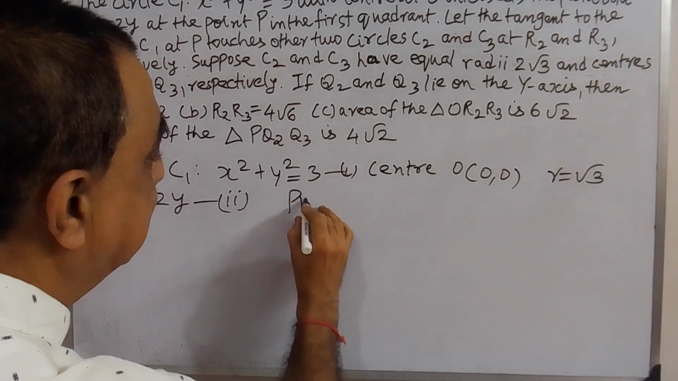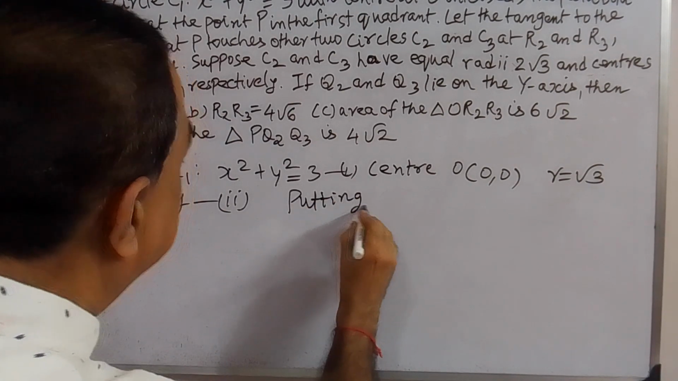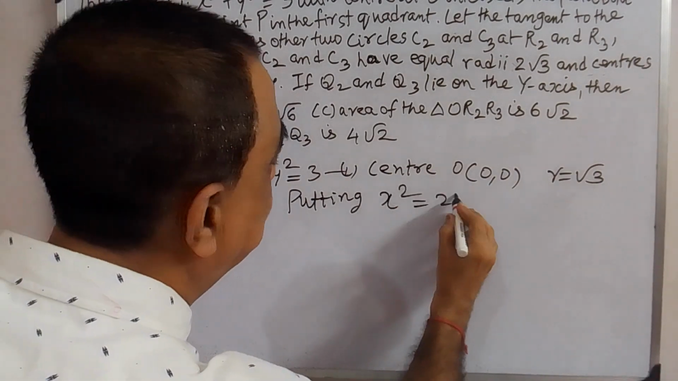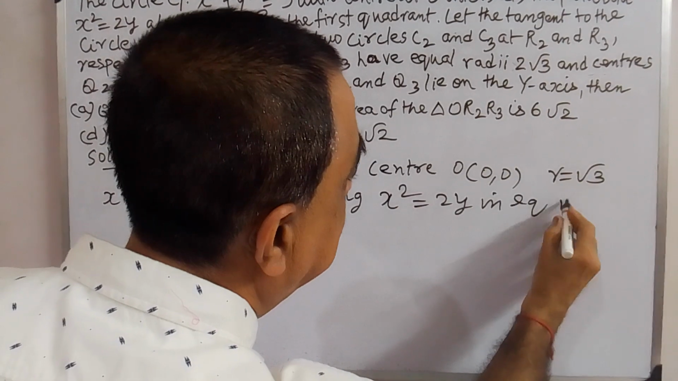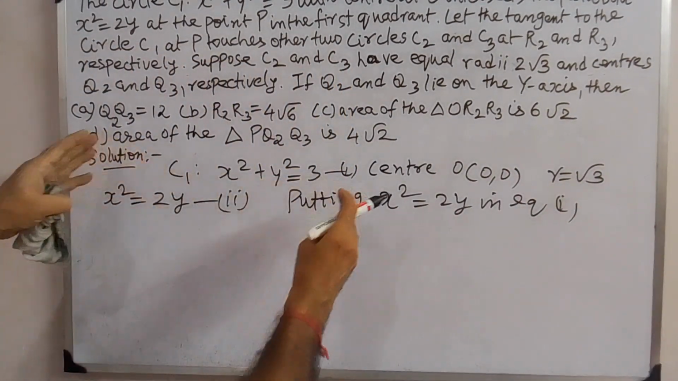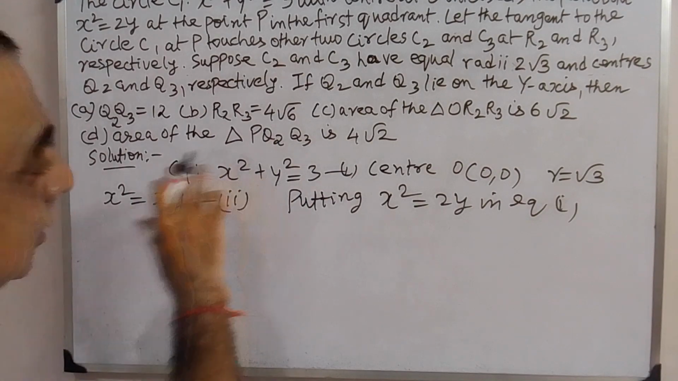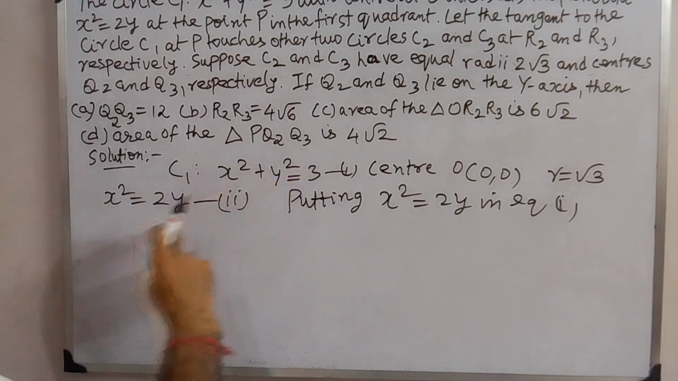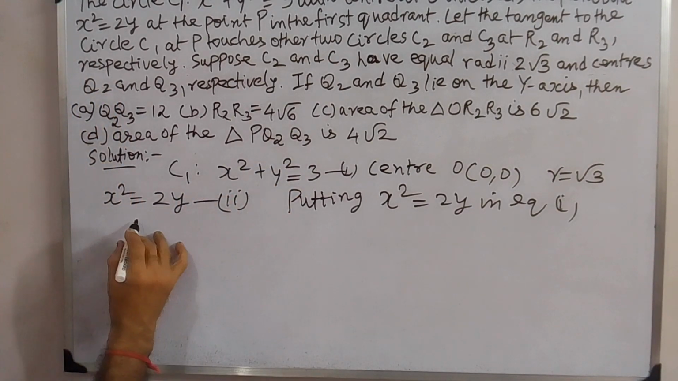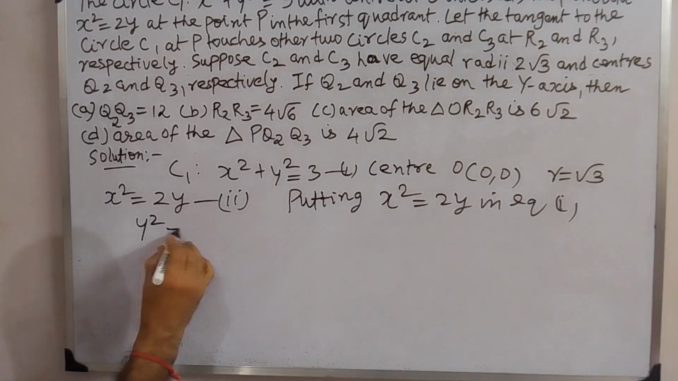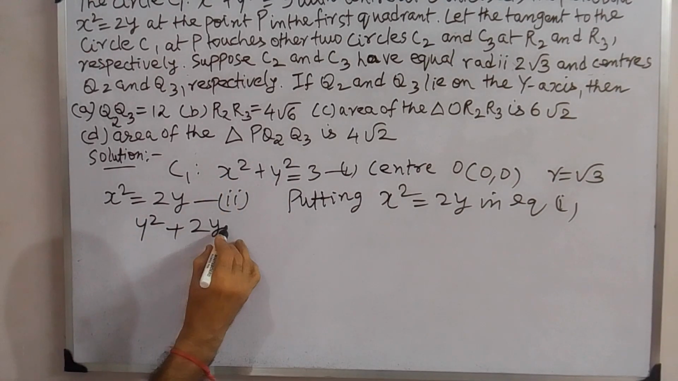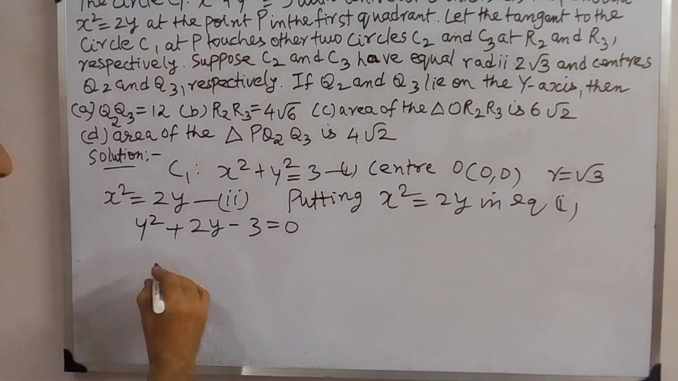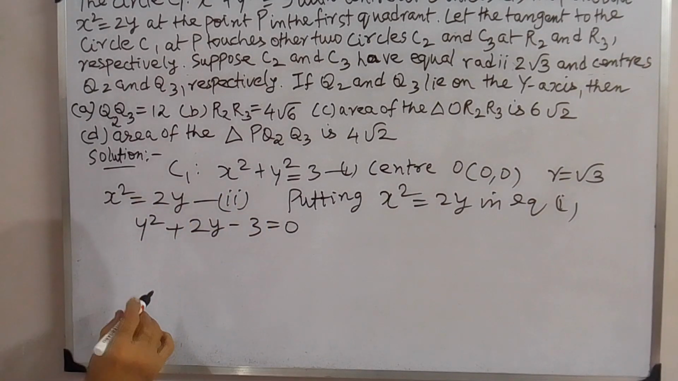Putting x squared equals 2y in equation number 1, we will get an equation only in terms of y. We will solve that equation to get the value of y, and then get the value of x by putting the value of y in either of the two given equations. So we get y squared plus 2y, writing 2y for x squared, equals 3. Bringing 3 to this side, y squared plus 2y minus 3 equals 0. This is the quadratic equation in terms of y.